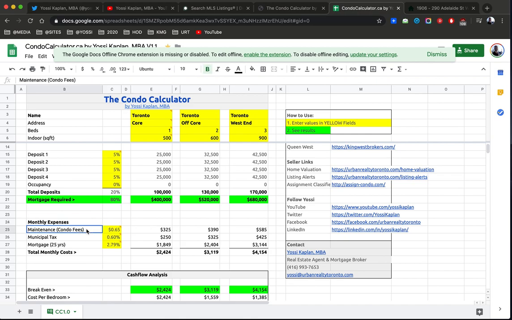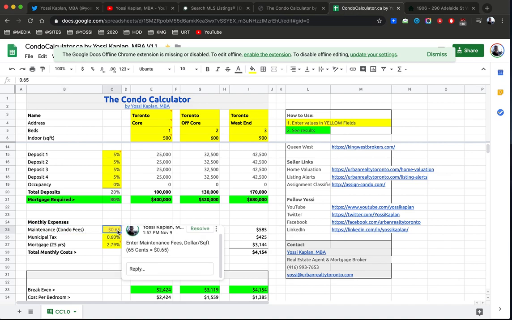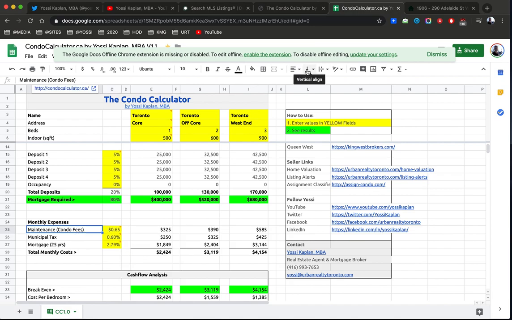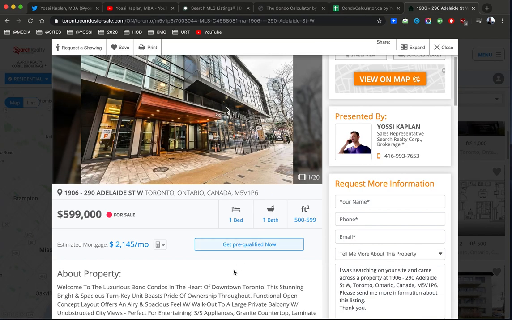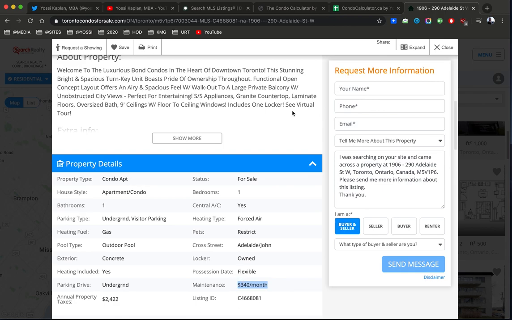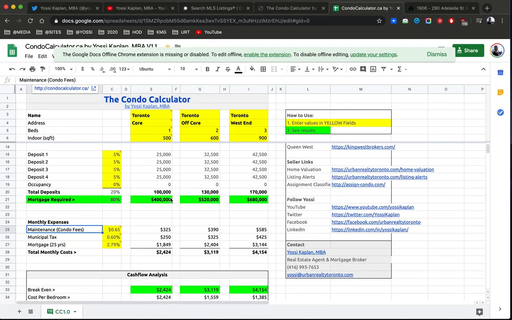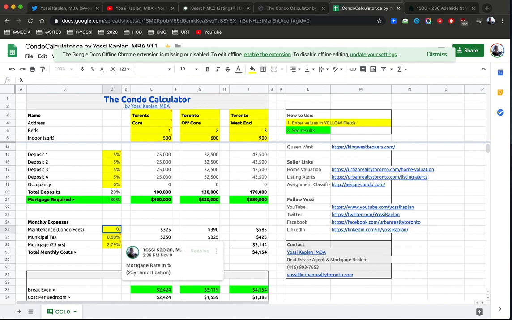The spreadsheet I've designed for you will estimate your condo fees. In this case, I had it at 65 cents. Now I know from the listing that the condo fees are $340. So what I can do, now I have $345, so it's a little higher than 65 cents a foot. Let's try 70 cents a foot. This is yellow, I can change that value. So it's slightly below 70 cents a foot, say 68 cents a foot.